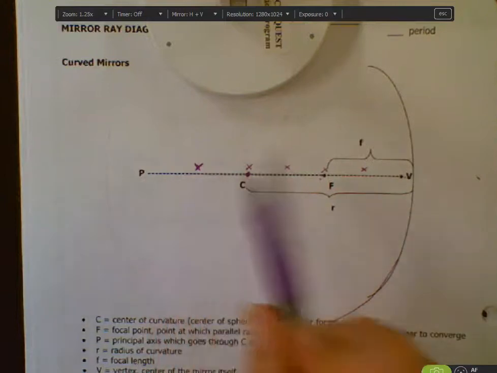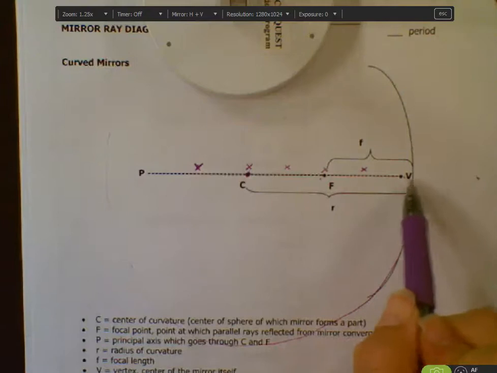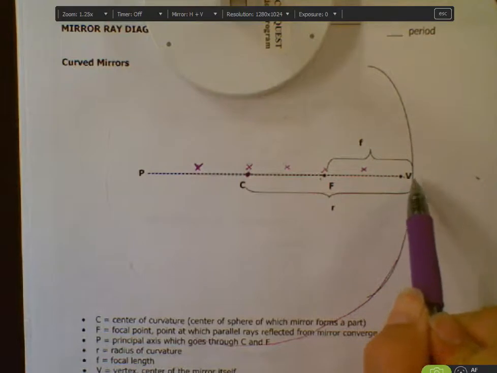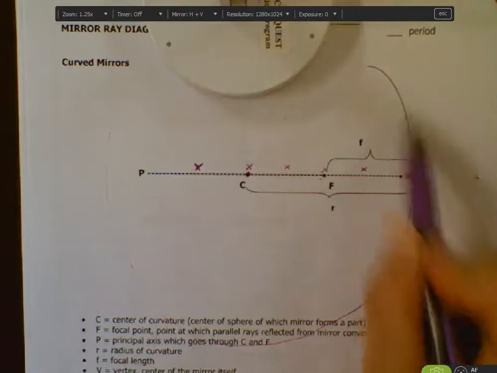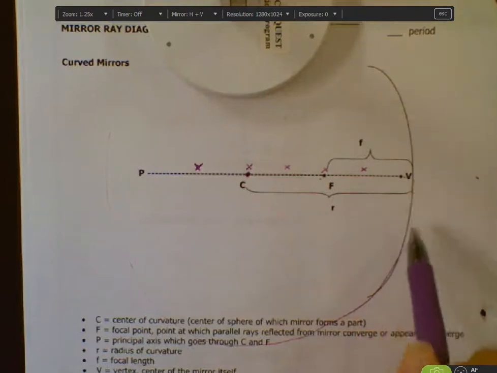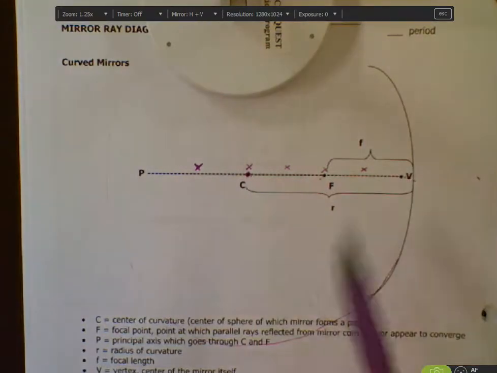P is going to be your principal axis. And then we have V. This is your actual center of the mirror itself, where the principal axis lands. So this is your mirror. That is the center of the mirror right there. So that's different than the actual center of the whole circle. So we're going to use those points to make some determinations.